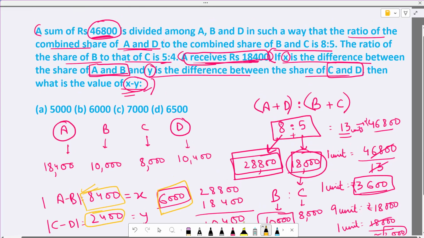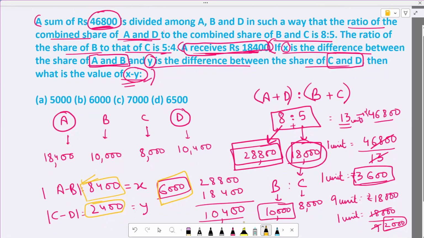So in short, we just need to find out the clues and information of the given question, and then we can easily solve it, and the answer here will be equal to 6,000. So that will be the value of x minus y. Now let's begin with the next question.